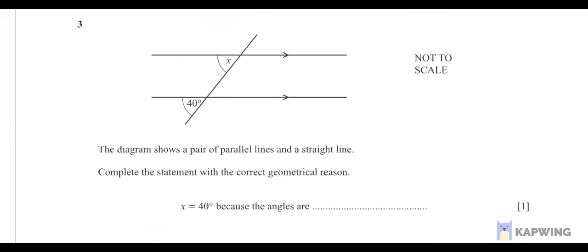Question number 3. The two lines are parallel and a line is crossing them. It means this is a transversal. The diagram shows a pair of parallel lines and a straight line. Complete the statement with the correct geometrical reasoning. X is equal to 40 degrees because, if you look at this angle and this angle, they both are corresponding. So we will say the angles are corresponding.